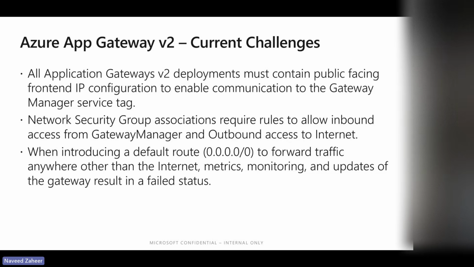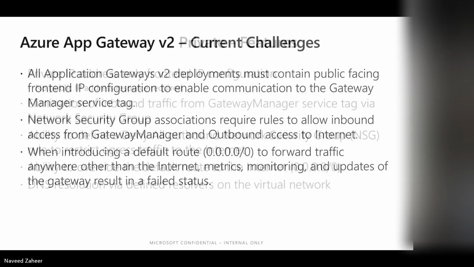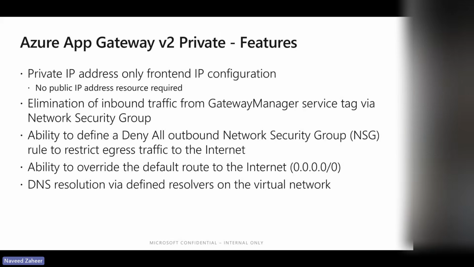And that's where the private App Gateway V2 comes in. First of all, just keep in mind, this is in public preview. This is available only in public preview. What it does is it allows you to have a front end IP configuration with a private IP without needing a public IP address. So it's a completely private IP address.